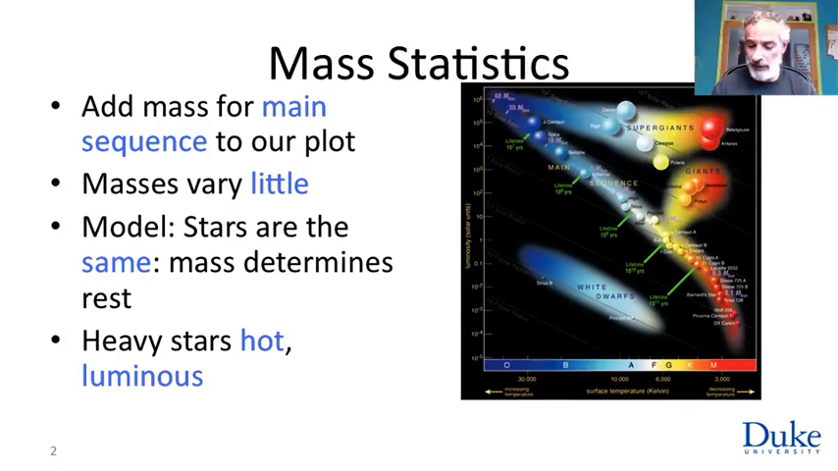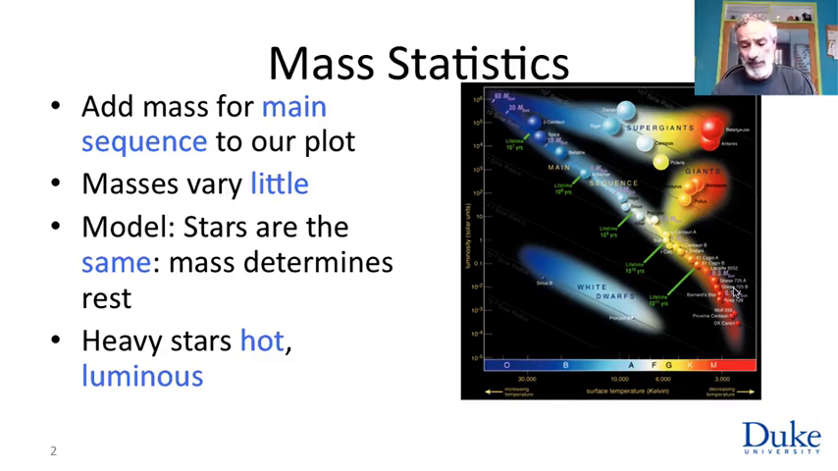Masses don't vary very much. Way down here, where the red dwarfs reside, masses of stars we discover are as small as a tenth of a solar mass, but not much smaller than that. And the biggest, most luminous, hottest main sequence stars top out at 50 solar masses. We rarely find anything even up there.